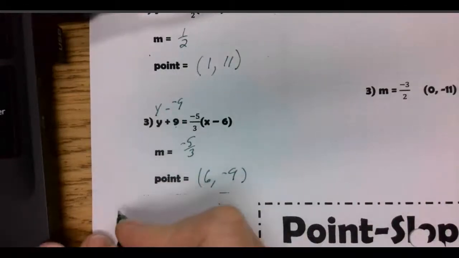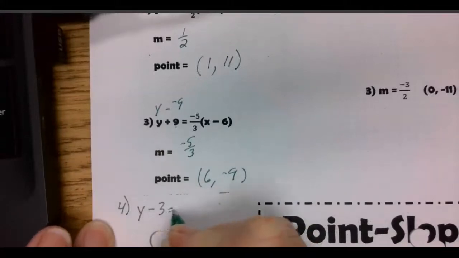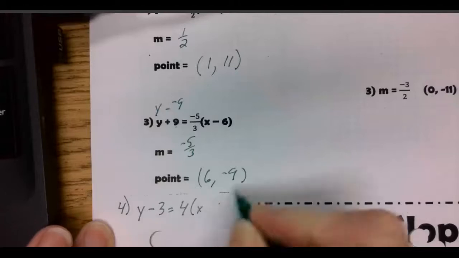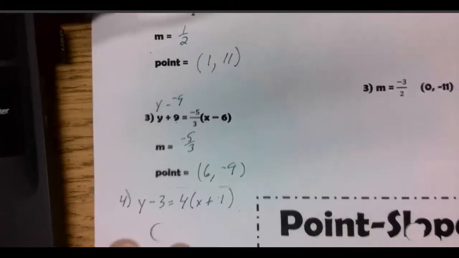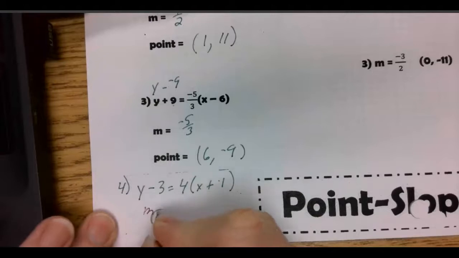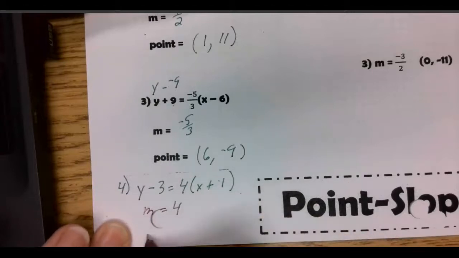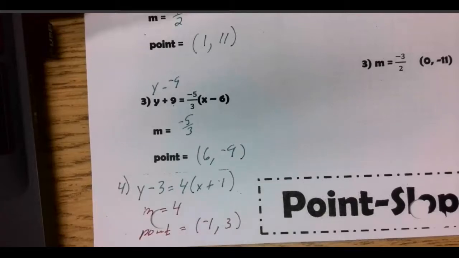So I'm going to give you one more. Y minus 3 is equal to 4 times x plus 1. Write the slope, write the point. So for slope, I'm sure you got that. That's 4. For your point, okay, did you get -1? Because I have a plus, I have to do the opposite, and 3. Hopefully that's what you got.